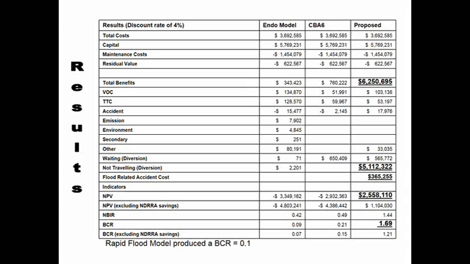For anyone watching this video using their mobile phone or small device, you're probably going to have a hard time seeing these numbers. But I'm going to highlight the main numbers anyway from these models. So what we've got here, we've got CBA 6, as I mentioned. We've got the endogenous model, that was the rapid model, and also the proposed model. This is one that I'm proposing with some of these additional features in there.